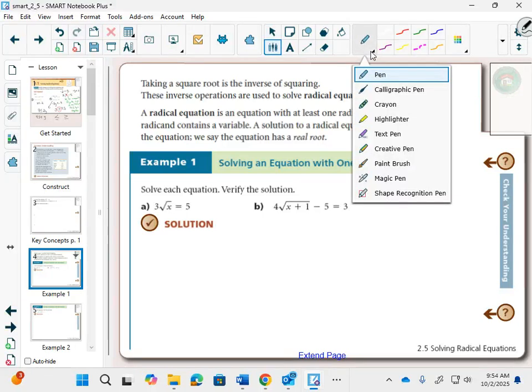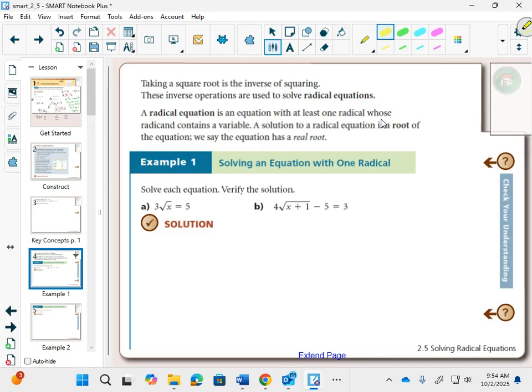We'll start with the highlighter. This for you is at the bottom of page 140. We're going to highlight what a radical equation is. A radical equation is an equation with a radical, surprise, and the variable is inside your radical.